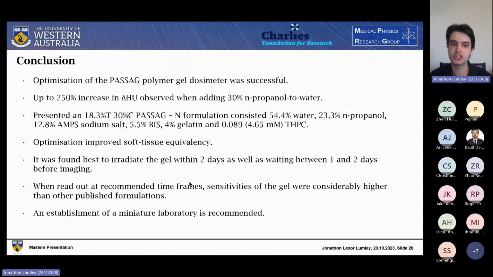Optimization was actually shown to improve tissue equivalency, and it's best to irradiate the gel within 2 days, as well as waiting between 1 and 2 days before imaging. If we use these recommended timeframes, the sensitivity of the gel was considerably higher than any other published formulations so far. And finally, it was recommended that we do establish a dedicated laboratory.